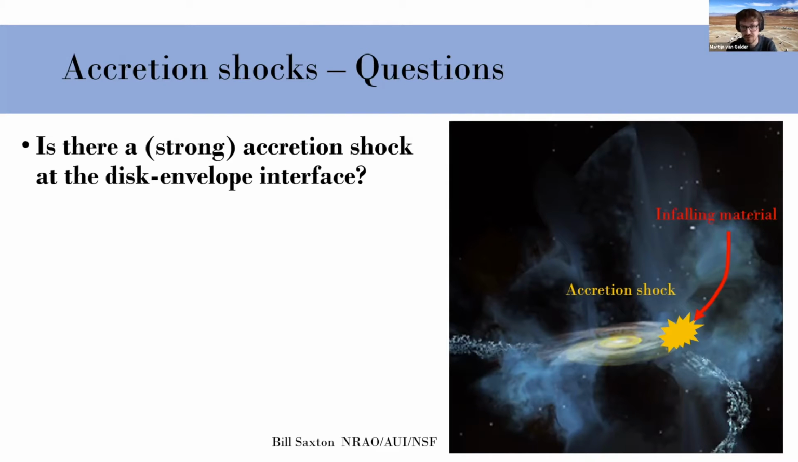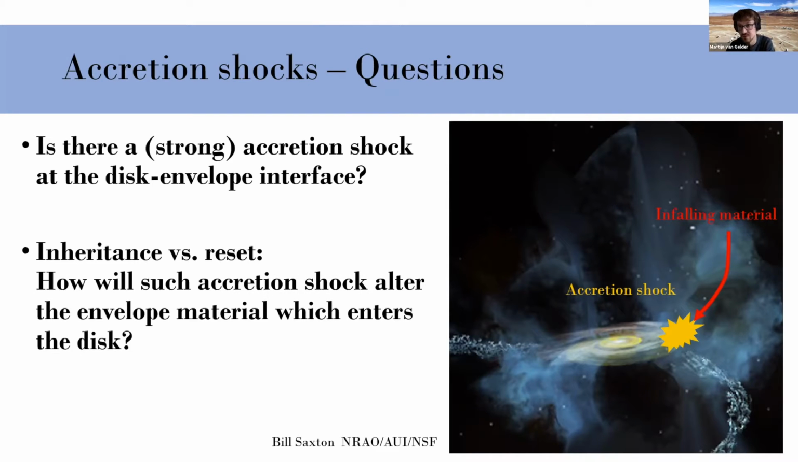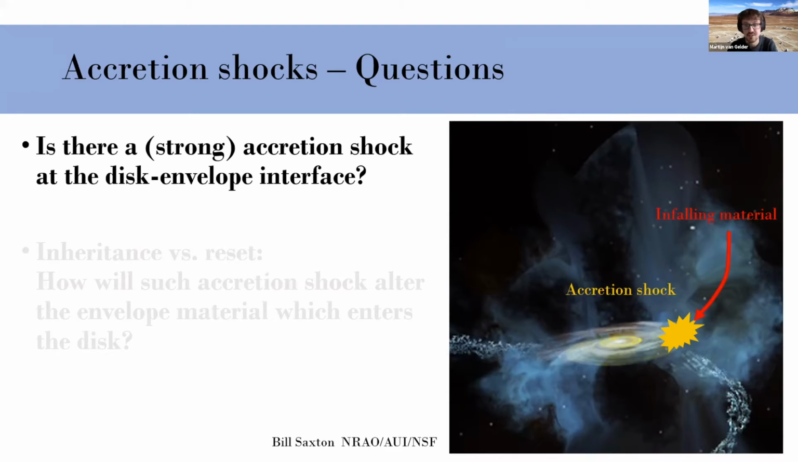And the second question which follows up from that is the inheritance versus reset question: how such a shock will alter the envelope material which enters the disk. And this is very relevant because we think that planets are forming in such a disk, and this is the material that eventually will feed these forming planets. So how this composition changes is very relevant. However, I will not cover this second question in this talk, but I will solely focus on whether there is such an accretion shock or not.